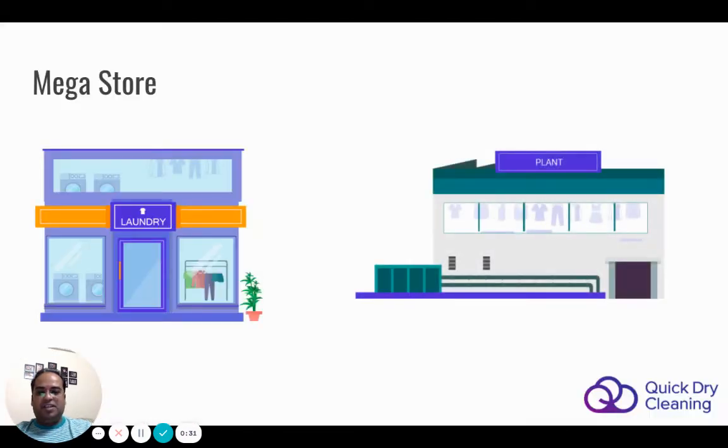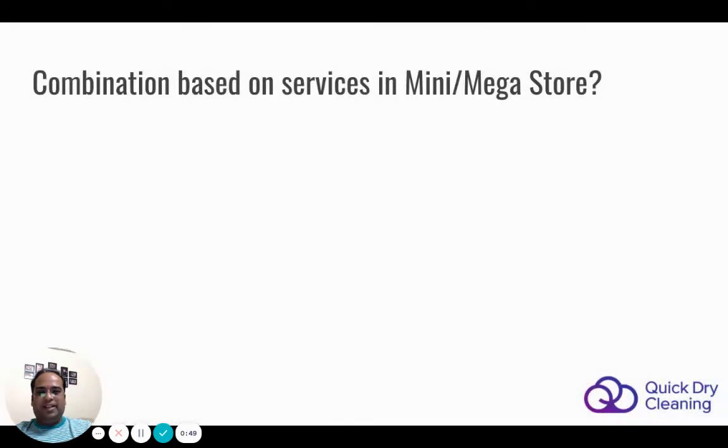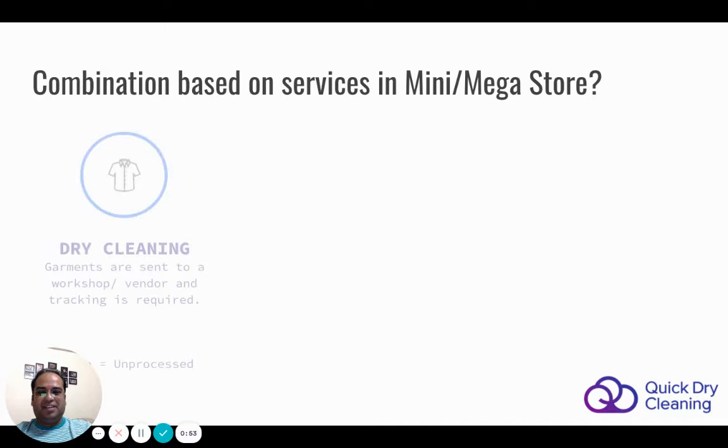Another example would be a store in which you are sending garments to a plant or maybe a vendor for processing. Now it can have all the garments sent to a plant or a workshop or a vendor, or maybe some of the garments, based on different services, you are sending for processing. Now let us understand some of the combinations based on different services in mini and mega stores.